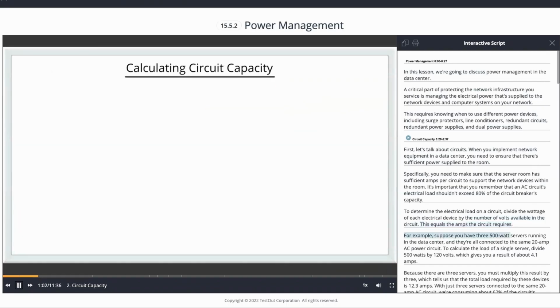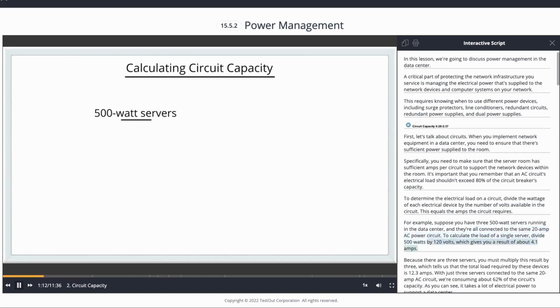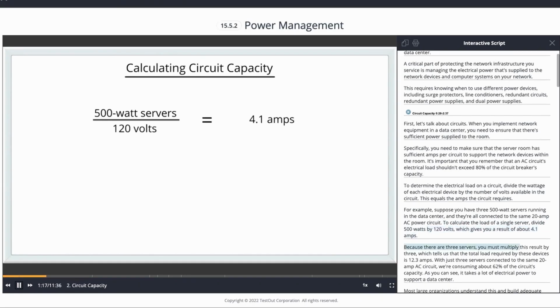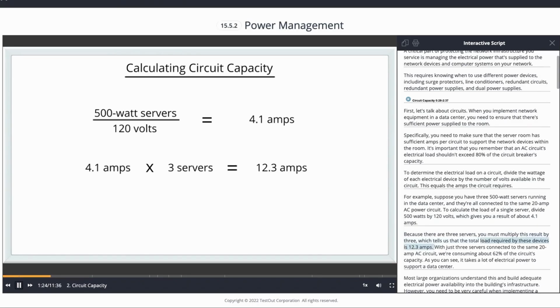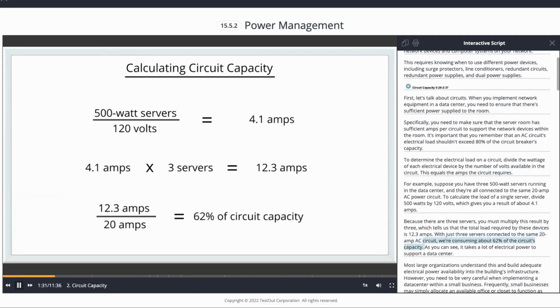For example, suppose you have three 500-watt servers running in the data center, and they're all connected to the same 20-amp AC power circuit. To calculate the load of a single server, divide 500 watts by 120 volts, which gives you a result of about 4.1 amps. Because there are three servers, you must multiply this result by 3, which tells us that the total load required by these devices is 12.3 amps. With just 3 servers connected to the same 20-amp AC circuit, we're consuming about 62% of the circuit's capacity. As you can see, it takes a lot of electrical power to support a data center.